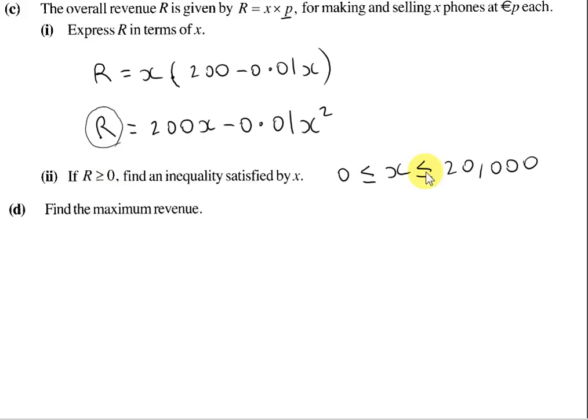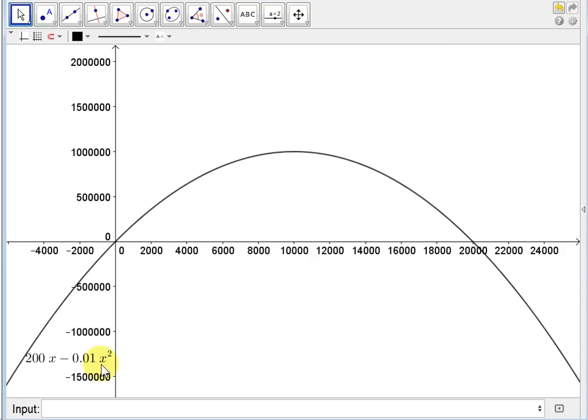Remember, x has to lie between 0 and 20,000 for R to be positive. R must be positive, of course. We can't have negative revenue. So we need to look at the graph of this here. First of all, I'll just show you the graph of this. Now we can see that the x squared term is negative, so we have an inverted U shape.